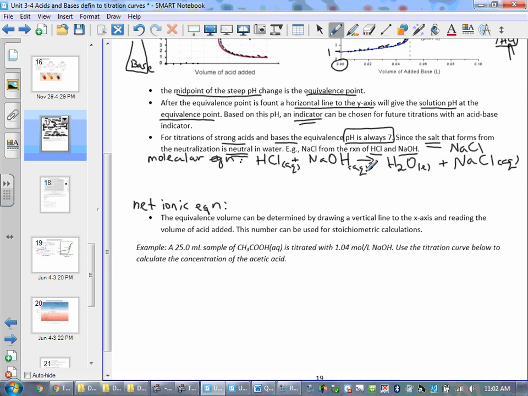So let's go to Michaela. How does our HCl split up? H plus, Cl minus. Let's go to Taylor. How does our sodium hydroxide split up? Sodium cations, so Na plus, and OH minus.